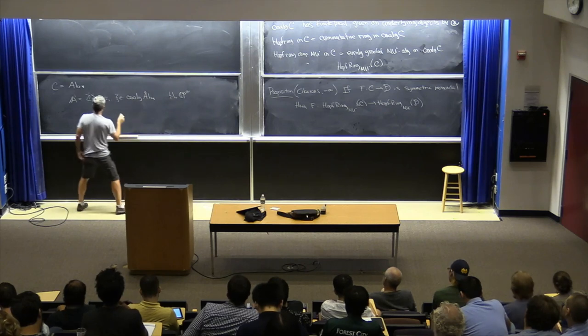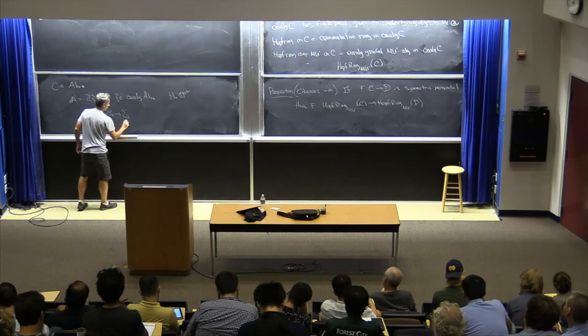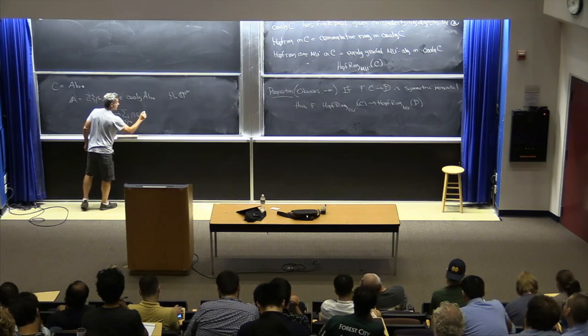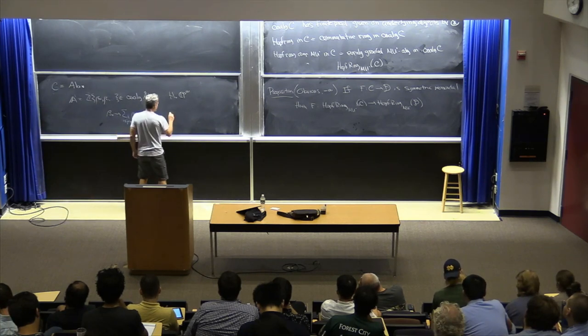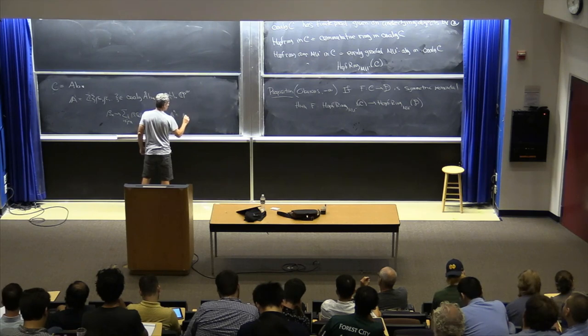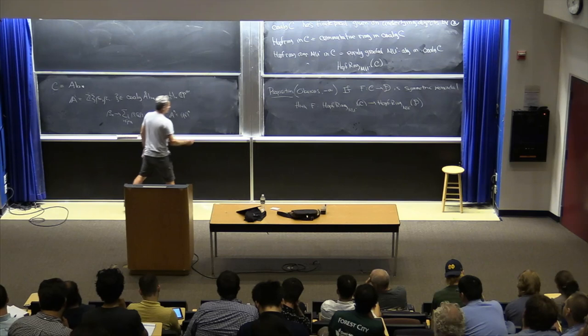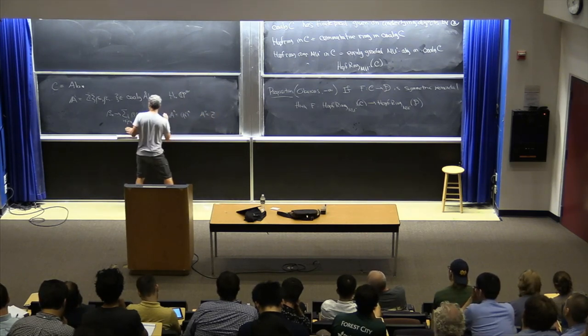So the coproduct is given by beta n goes to the sum over i plus j equals n of beta i tensor beta j. All right, and then An will be A1 to the n, so that's the homology of the n-fold product of CP infinities. And in particular, A0 is just Z.